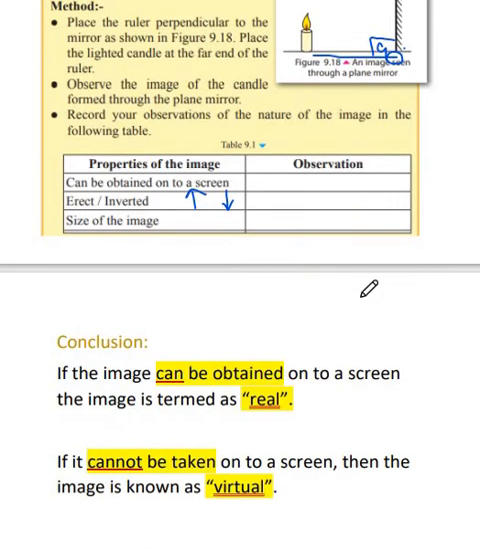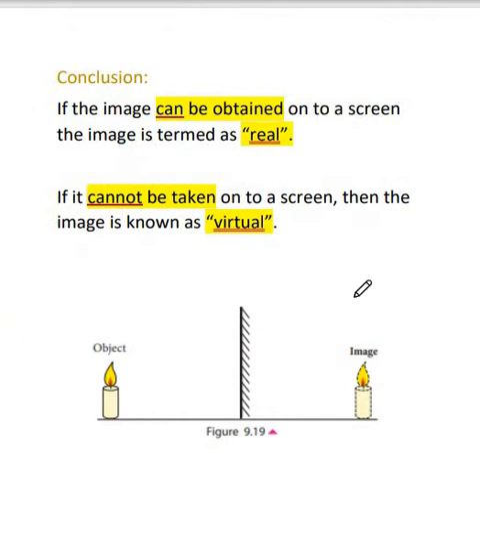Then you can come to a conclusion that if you can obtain this image onto a screen, then that image is real. If you cannot obtain this image onto a screen, then that is known as a virtual image. If you can get it onto a screen, it's a real image. If you cannot, it's virtual, it's fake. The word for fake is basically virtual. Just think of it as that.